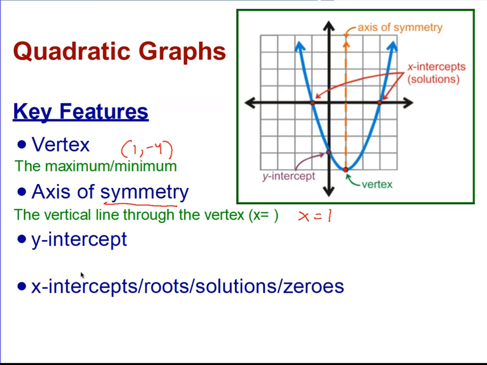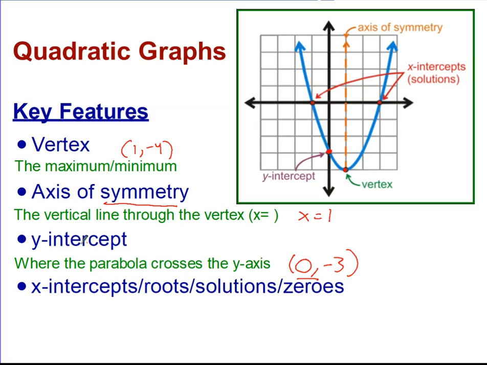The y-intercept, just like with a linear equation, is where our graph, where the parabola, crosses the y-axis. So in this case, that is at the point (0, -3). The x value will always be 0 on the y-intercept. And then possibly the most important of our key features is the x-intercept, or intercepts. There can be more than one in a quadratic equation. And you'll notice I have 4 words here: x-intercepts, roots, solutions, zeros.